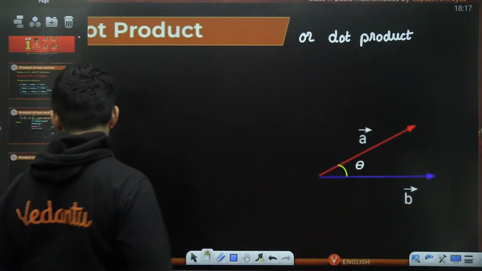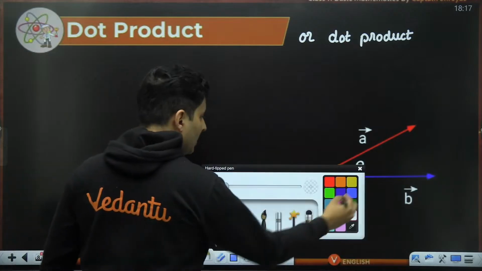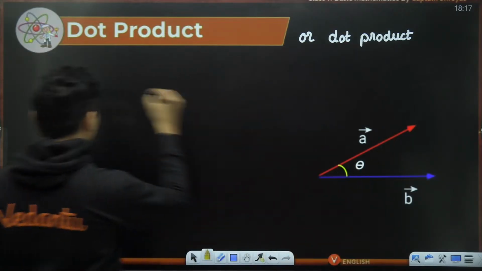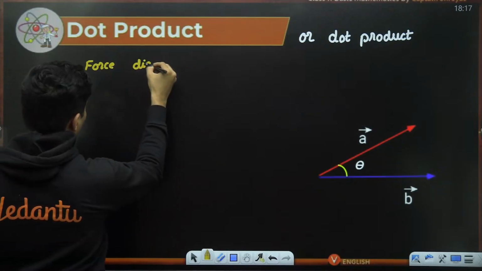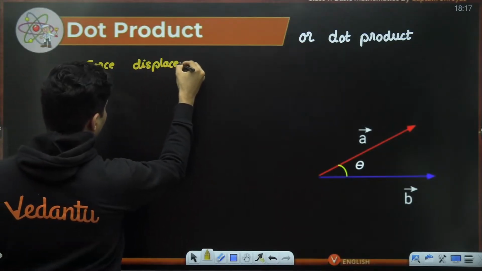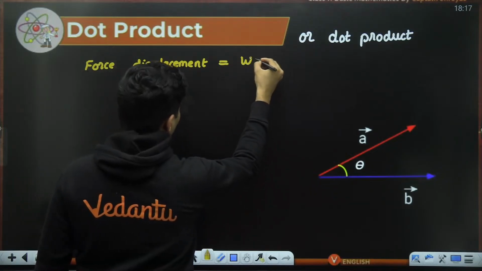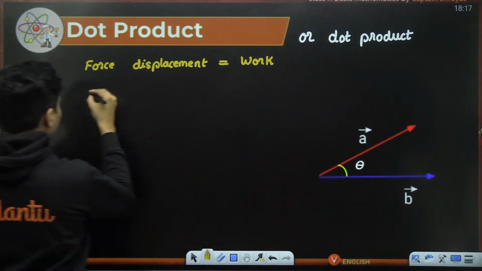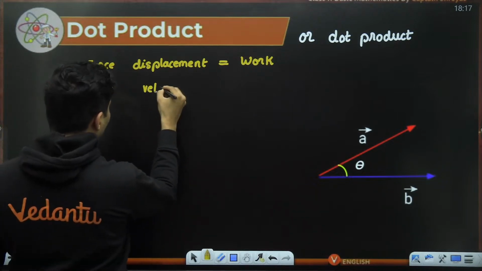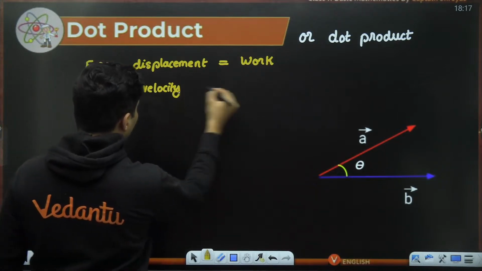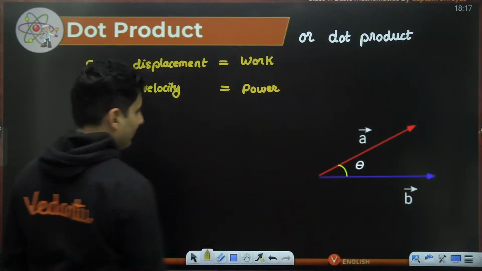Examples, let's start with first. Let's start with examples and then we will go ahead. Say, for example, we have a vector quantity like force and you have displacement which is multiplied with it. The outcome of this is nothing but work, which is a scalar quantity. Or you have force and you multiply it with velocity, which is also a vector quantity. The outcome is a scalar quantity, which is nothing but power.